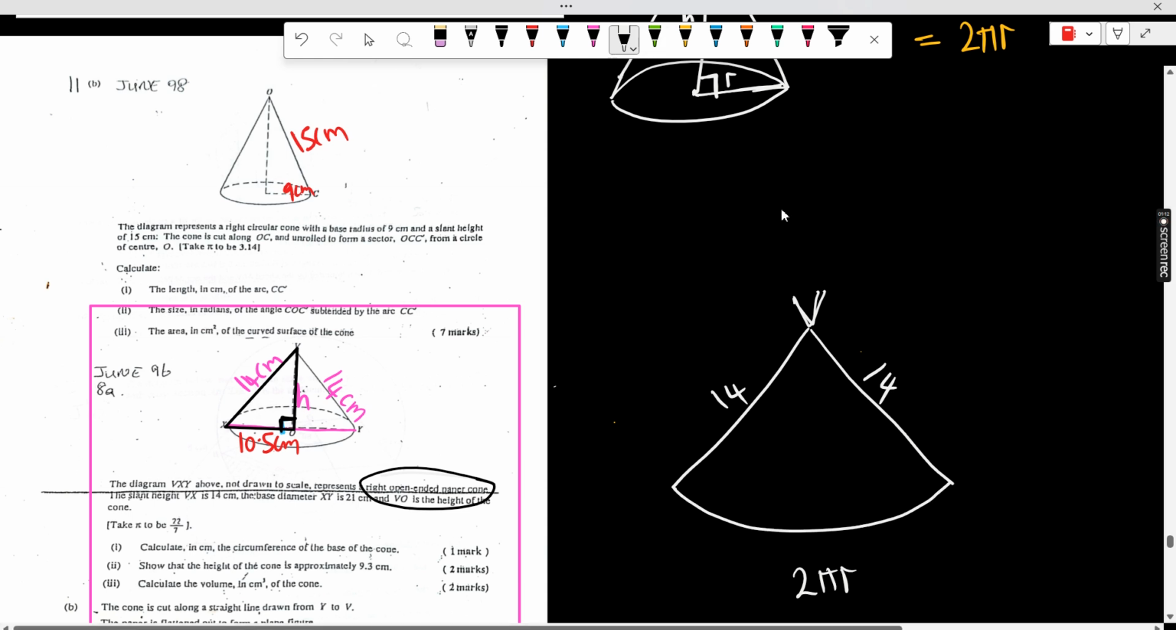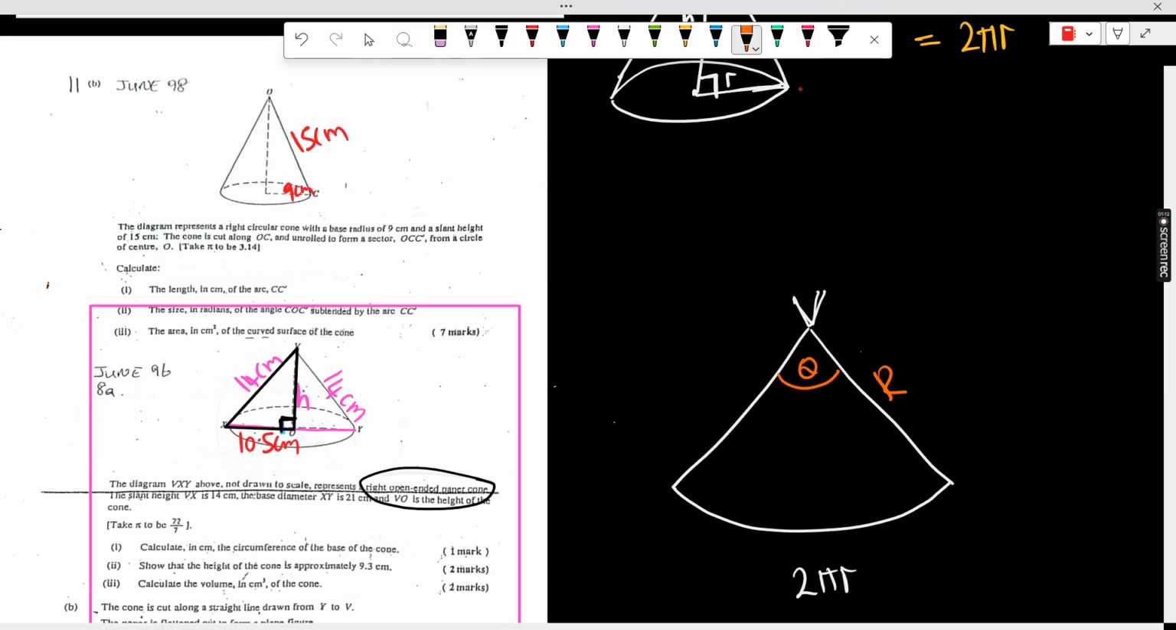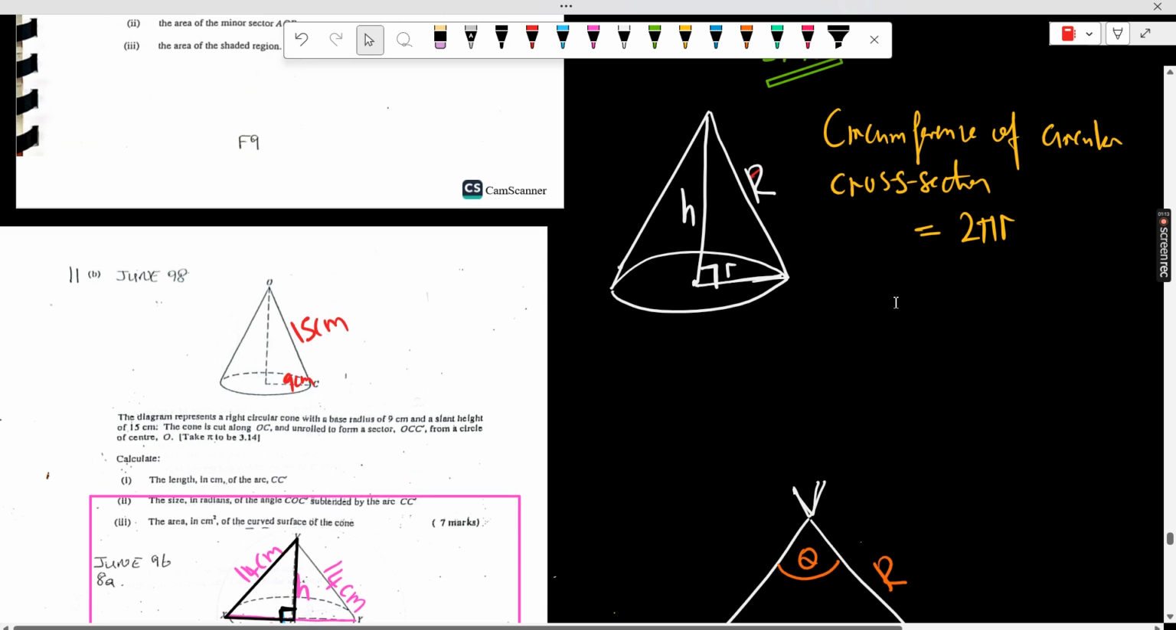Right. So when you cut open this cone, what you're going to form is a sector, right? This will be your R, the same R from before, big R. And of course, the angle we want to find is theta. The length of the arc that is formed is actually equal to the circumference of the original circular cross section of the cone. So this piece C is equal to the circumference of the cross section of the cone. You following me? Yes, sir.